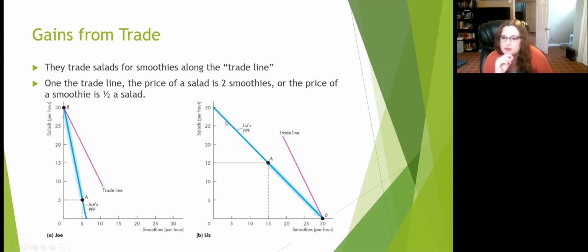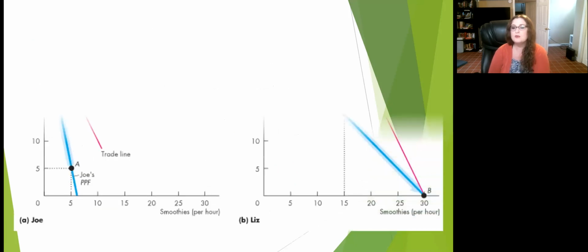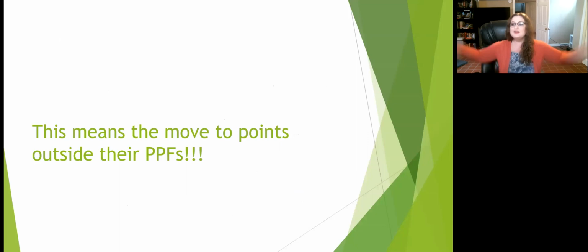Well, Liz, this is her production possibility frontier. She could have had 30 salads or 30 smoothies, but instead she now has this new point. If we take this pink line outwards and she specializes in smoothies, she can have 30 smoothies, or she can trade and get 20 smoothies and 20 salads. Well, notice that these pink lines are in the unobtainable range of what their individual production possibility frontiers are. The way to get to the unobtainable is to trade together, because then you're creating a new production possibility frontier for the two of you. This means that they move to points outside of their PPF, and that is so neat.